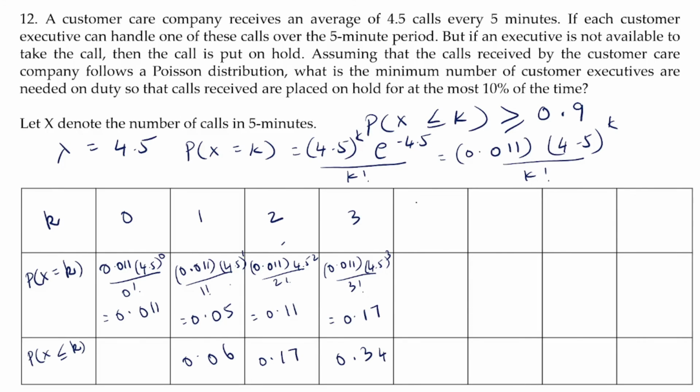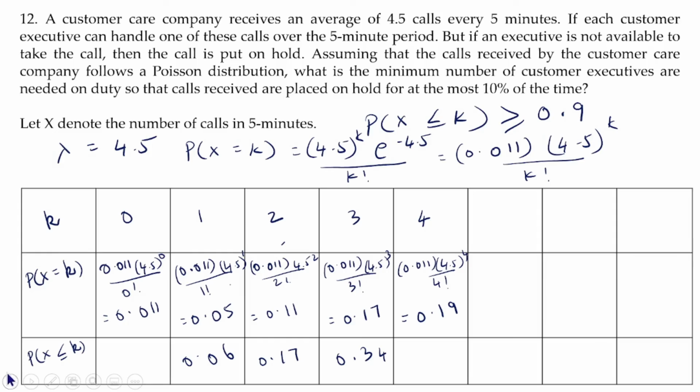So it is 0.34. Then the next one, k equal to 4. The probability of x equal to 4 is 0.011 into 4.5 the whole raised to 4 upon 4 factorial. Again, to find this, we can take the previous value into 4.5 by 4, because 4.5 the whole cube by 3 factorial into 0.011 is that value. If we calculate, the probability of x equal to 4 is 0.19.